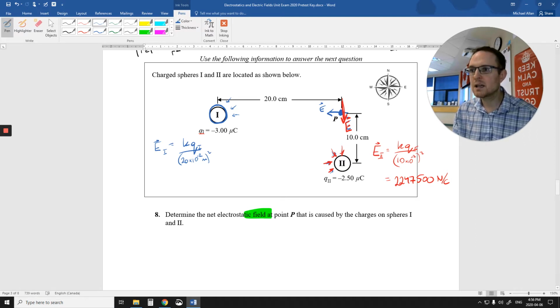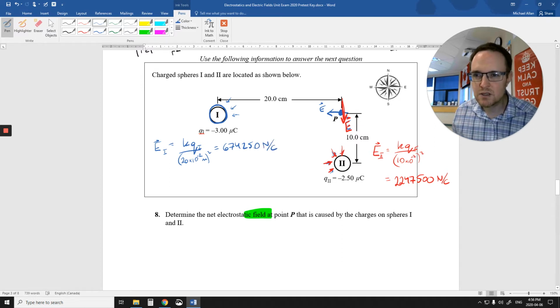k, 8.99 times 3. It's a bigger charge, but it is further away. Twice the size, so it should be a smaller number. Yeah, quite a bit smaller actually. 674,250 newtons per coulomb. So 2 million versus 600,000.